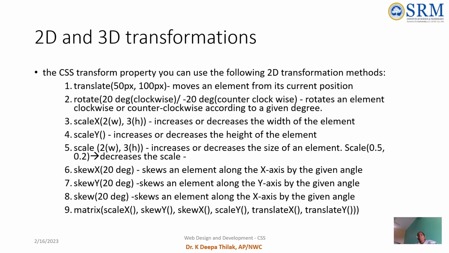Then 2D and 3D transformation. So when I'm performing transformation, I can move from one place to another, I can rotate it, I can increase the scale and increase the angle, everything. And all these are done with the help of these functions. And matrix is a common function in which, using a single function, I can achieve all these features here.